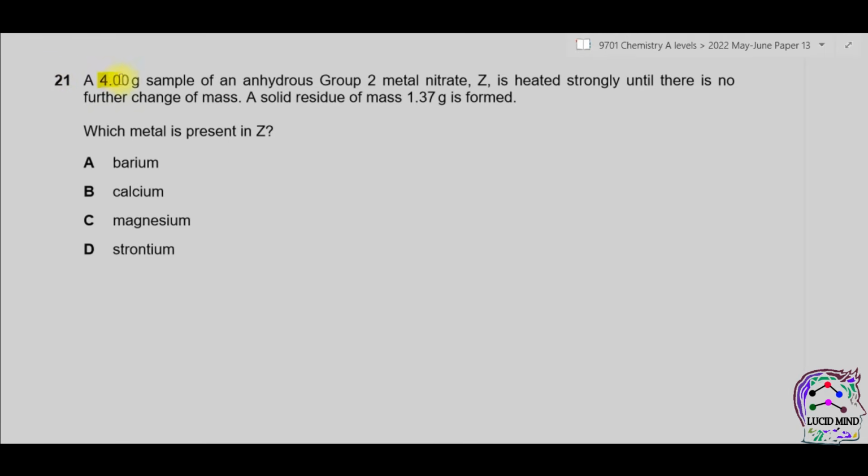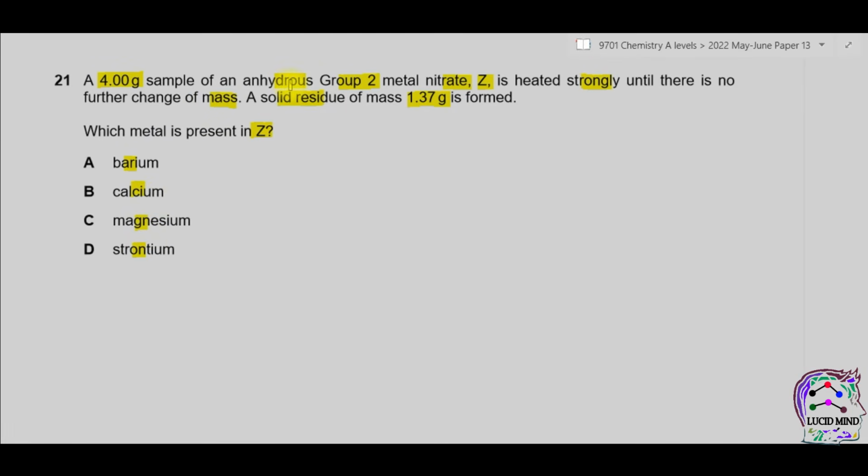Question 21. A 4 grams sample of an anhydrous group 2 metal nitrate Z is heated strongly until there is no further change of mass. A solid residue of mass 1.37 grams is formed. Which metal is present in Z? We have to find out whether it is barium, calcium, magnesium or strontium. All are group 2 elements.